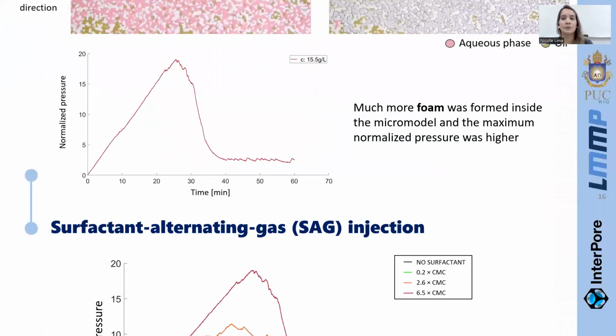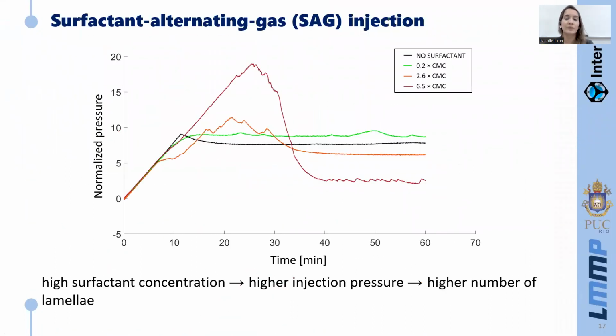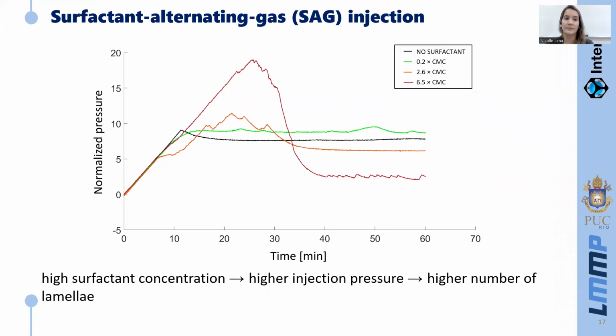Now plotting all the curves in the same plot, we can compare the different values for the pressure. We can see that in this case, in the red curve, we have the higher concentration and also the higher injection pressure. This orange curve, we have 2.6 times the CMC. In the black curve, we have no surfactant. So the higher surfactant concentration leads to a higher injection pressure because of the higher number of lamellae that were formed.